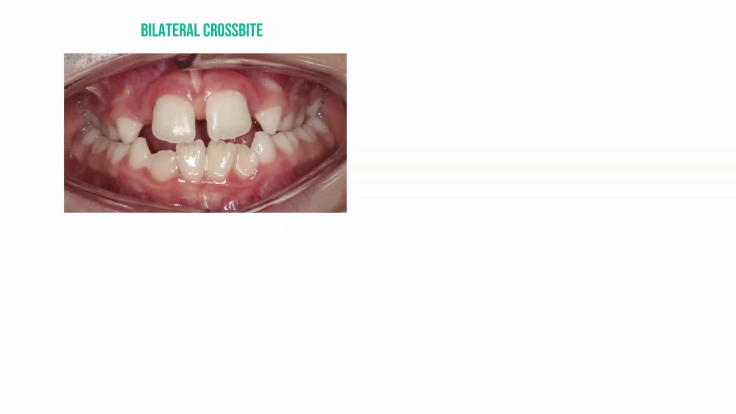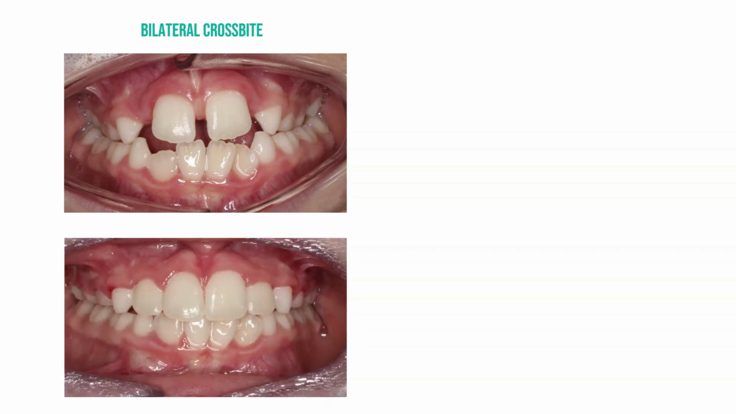I'll be showing maxillary expander case examples. This patient presented with a bilateral posterior crossbite. He received phase 1 treatment with a skeletal expander and braces.